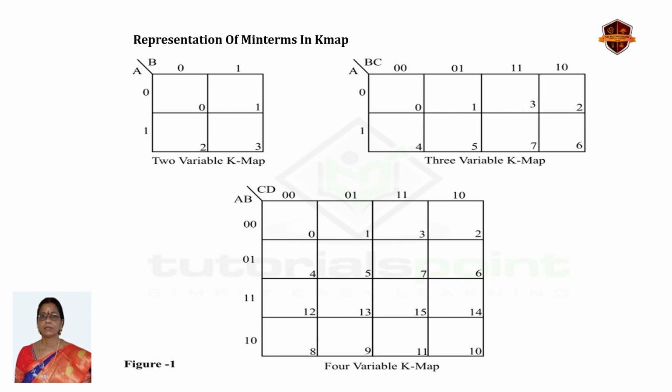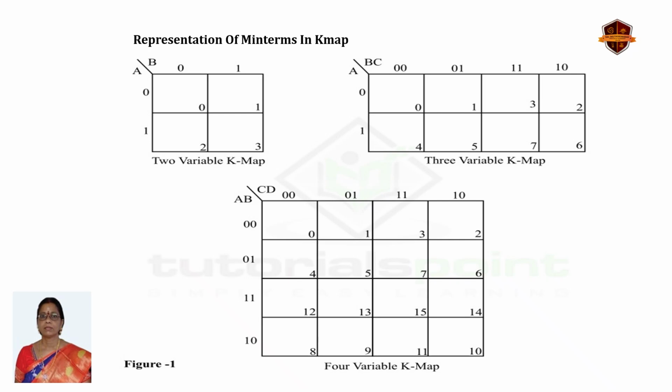Now inside the squares, you have 0, 1, 2 and 3 in the first row, and 4, 5, 6, 7 will be in the next row, in the same continuous manner. So we have to keep that in mind and mark the minterms accordingly.